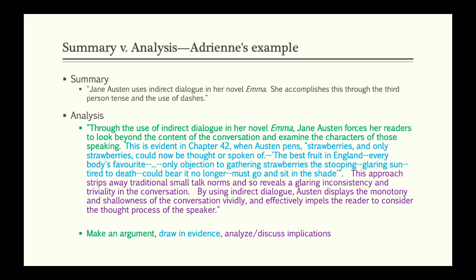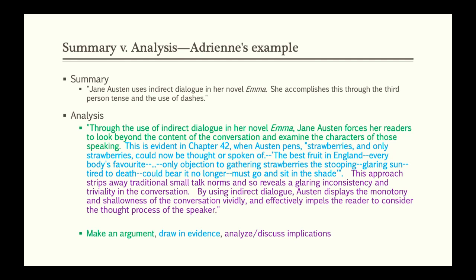What does she do? Sorry, not what does she do, but how does she do it? And what does it make the readers think, right? Because we look at it and we're like, oh, this is something entirely new. She is making her readers feel how the conversation drags. She's making them consider the thought process of the speaker, right? Entirely different than just saying, she uses indirect dialogue and she does this by using dashes.